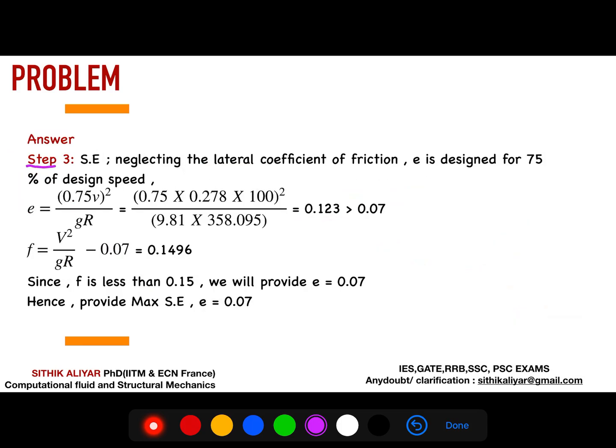Step 3, they are asking you to design the super elevation. So we know the procedure of super elevation. In step 1, you have to neglect the friction, and then we have to assume the mixed traffic flow condition. Substitute that mixed traffic flow condition, v square divided by gR. So instead of v, to convert to km/h, meter per second, I have multiplied these numbers. You can see g 9.81, radius we got now 358 meter. Substitute everything, you need 12%, which is obviously greater than 7%, you cannot provide.